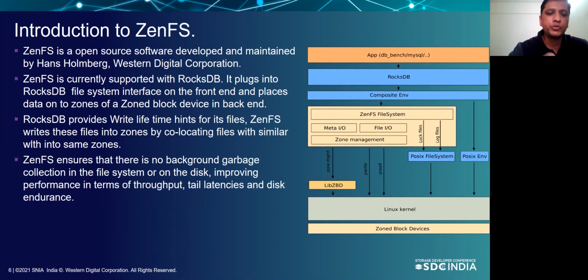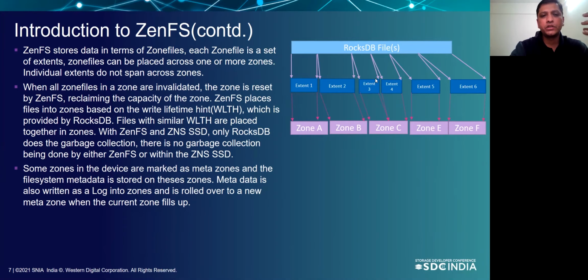ZenFS actually stores data in terms of something called a zone file, and each zone file is a set of extents basically. Zone files can be placed across one or more zones, but individual extents do not span across zones. An extent will reside within one zone, and multiple of these extents make one zone file. When all zone files in a zone are invalidated, the zone is reset by ZenFS, reclaiming the capacity of the zone. ZenFS places files into zones based on write lifetime hint, like we discussed earlier.